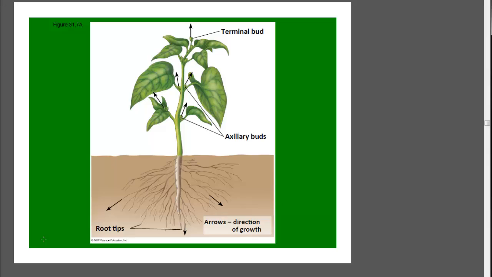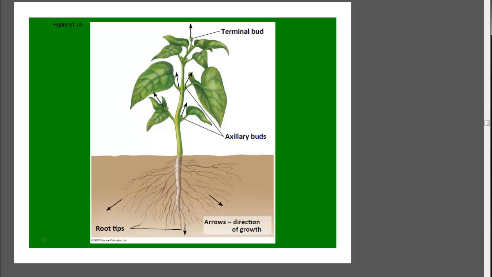Biennials, on the other hand, actually have to take 2 years to complete their life cycle. A common one that you might not know as being a biennial is actually a carrot. To go through its entire life cycle, growth, flowering, reproduction, and seed production takes 2 years. Perennials live for many, many, many years. These are your trees and some flowers and shrubs as well.